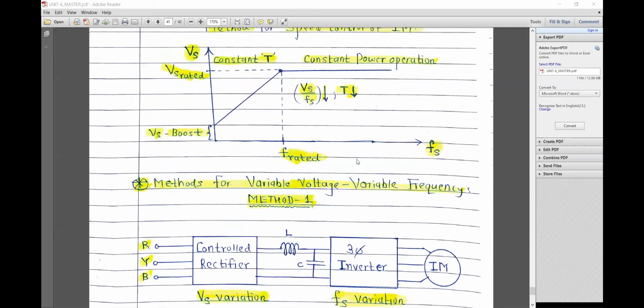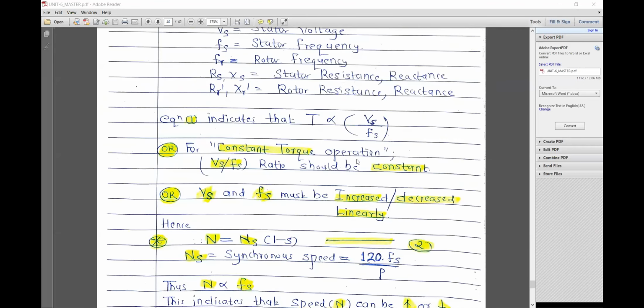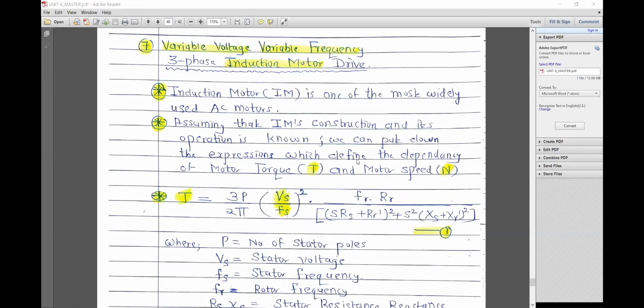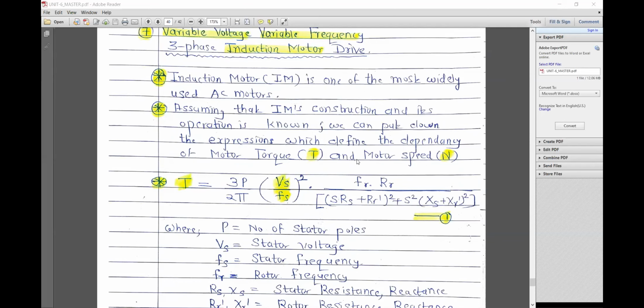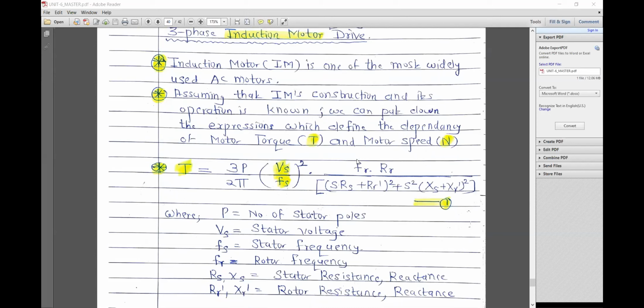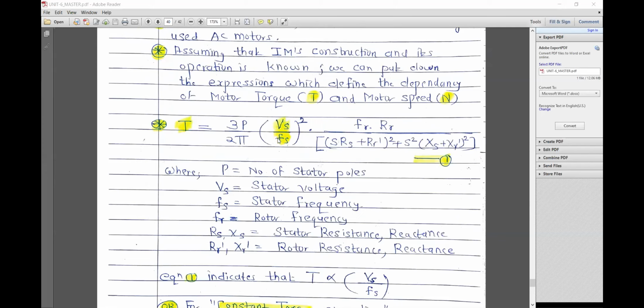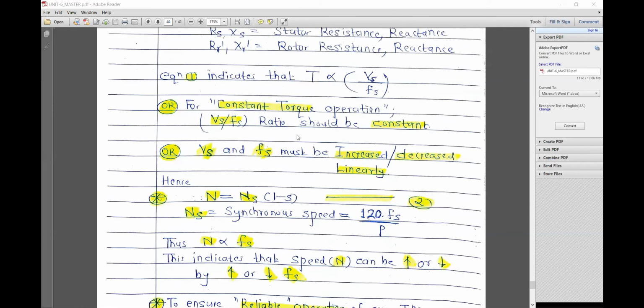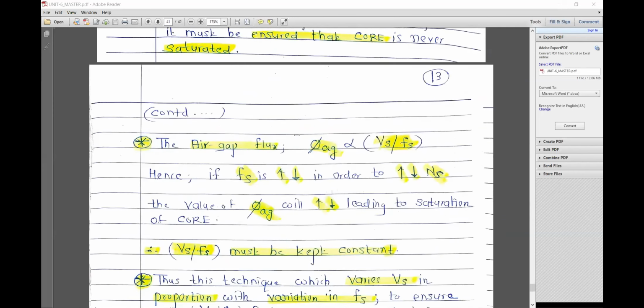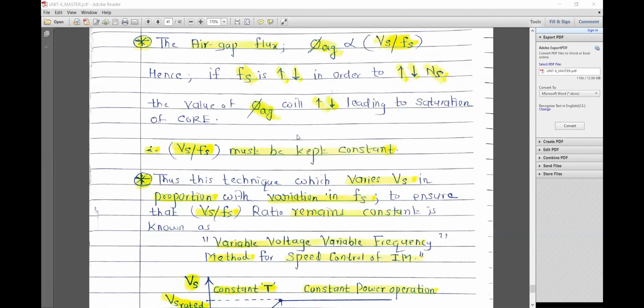So to repeat, in this particular topic, we discussed how an induction motor, if it has to operate reliably and efficiently, needs the ratio of stator voltage to stator frequency to remain constant at a certain value K. And if this ratio is violated either by increasing Vs or Fs disproportionately, it will lead to core saturation.